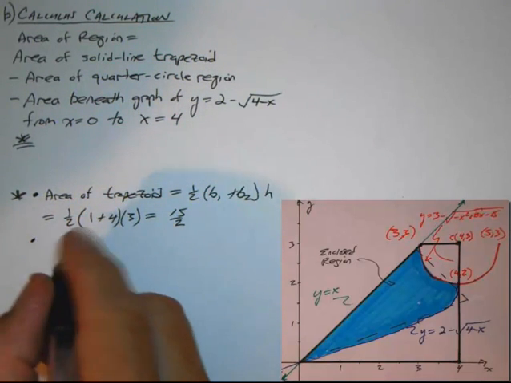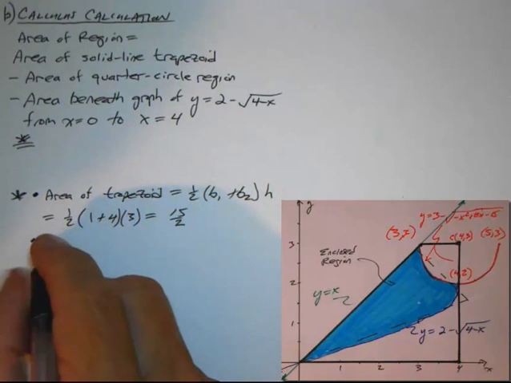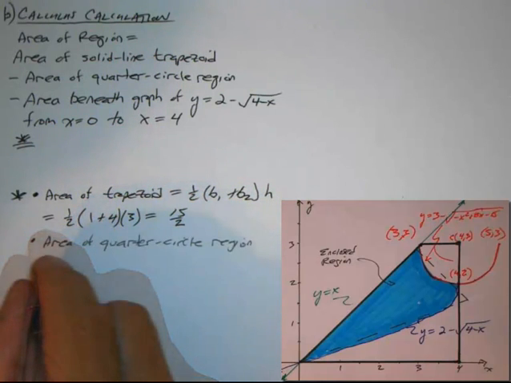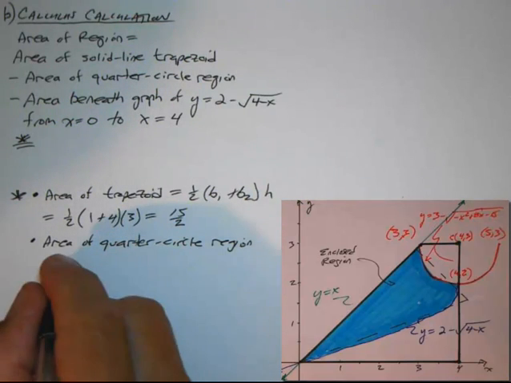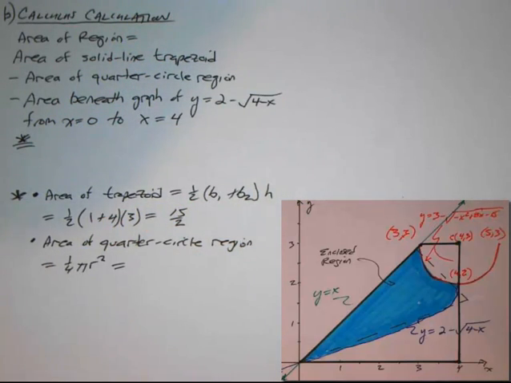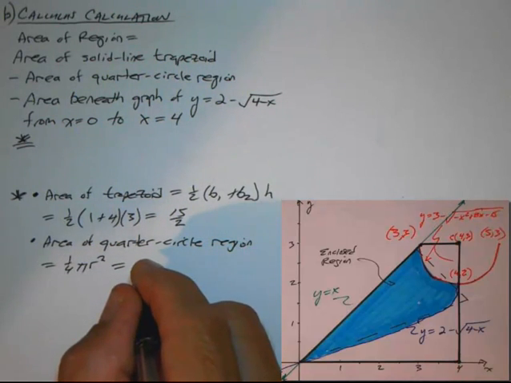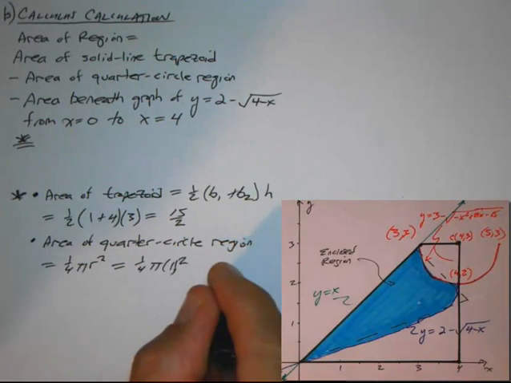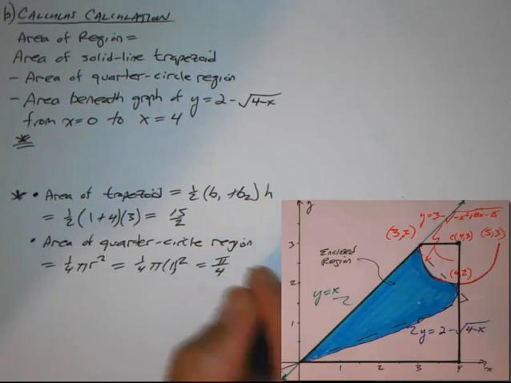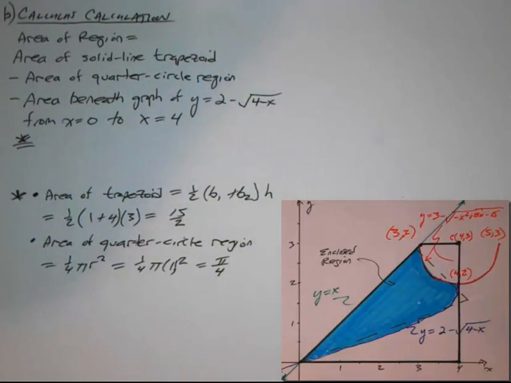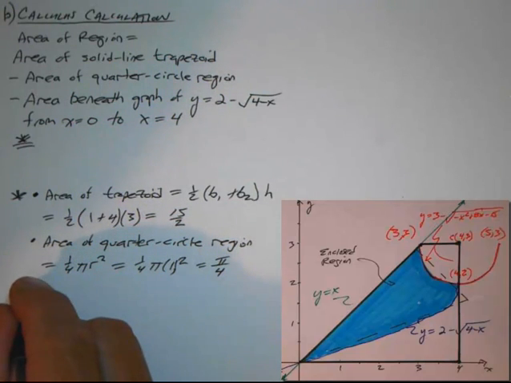Alright, how about the area of the quarter circle region? Okay, we know the area of a circle is pi r squared, so a quarter circle would be, of course, 1/4 that. Here in our case, we found from writing the equation in standard form that the radius was 1, and so this ends up being just pi over 4 square units.